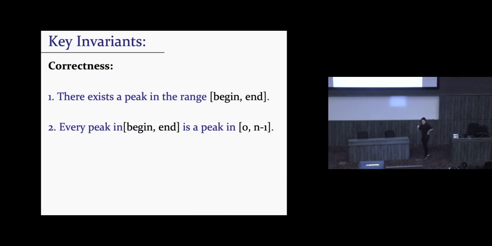If we want to be really careful with how we argue about correctness, we should probably refine our statement to this instead, right? We want to argue that there exists a peak in the range begin and end, right? And we want our algorithm to argue, not every possible begin and end, but we basically want to refine the statement by saying every peak in begin and end is a peak in 0 to n minus 1, right? And 0 to n minus 1 here is the entire array. Does that make sense?